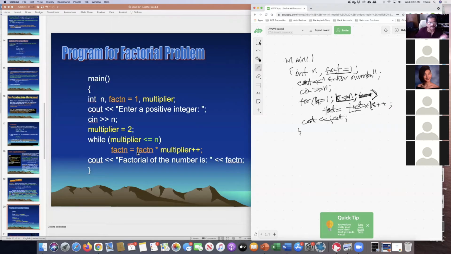So here I have a version of the factorial program written here. Just repeatedly multiply. This one uses while loop. Doesn't matter, you can use for loop or while loop, but the for loop is clearly convenient since the loop control variable clearly goes from 1 to n.